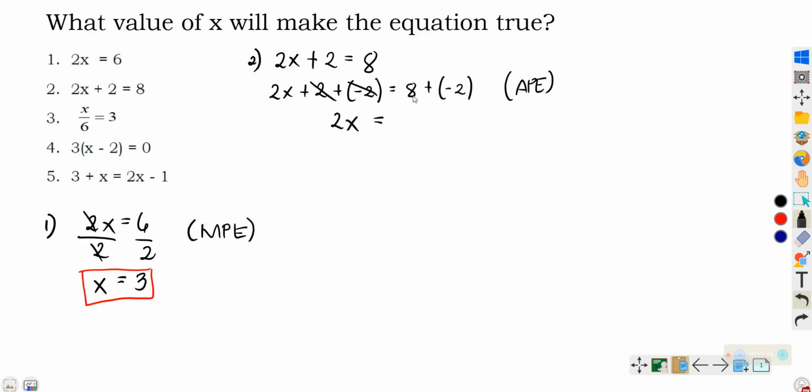And then, let's simplify the right side. 8 plus negative 2, magkaiba siya ng sign. So, isusubtract natin. Magiging 6 na lang siya. Okay? So, 8 plus negative 2 is simply 8 minus 2. And then, parang siya yung kanina, di ba? So, ganun ulit ang gagawin natin. Divide both sides by 2 or multiply by 1/2. Okay? So, cancel. X is equal to 6 divided by 2, 3. Okay? Pag sinubstitute natin yan, 2 times 3 is 6. 6 plus 2 is 8. Correct.